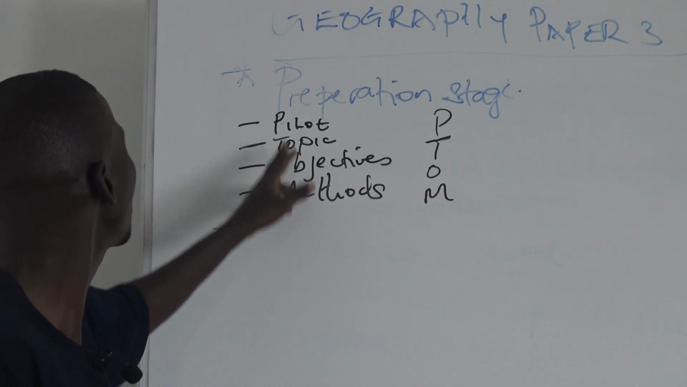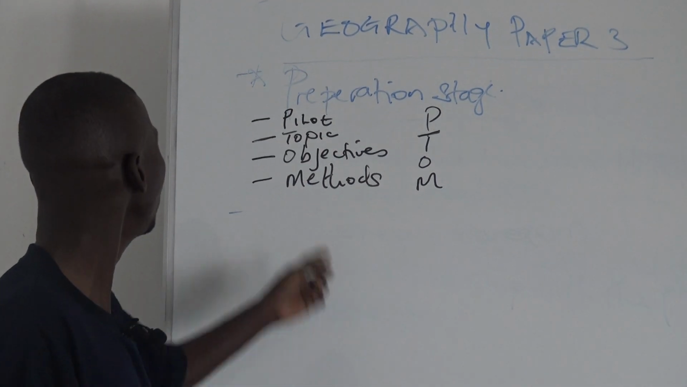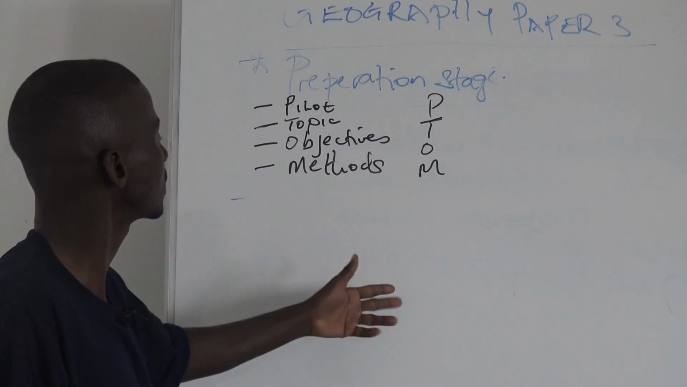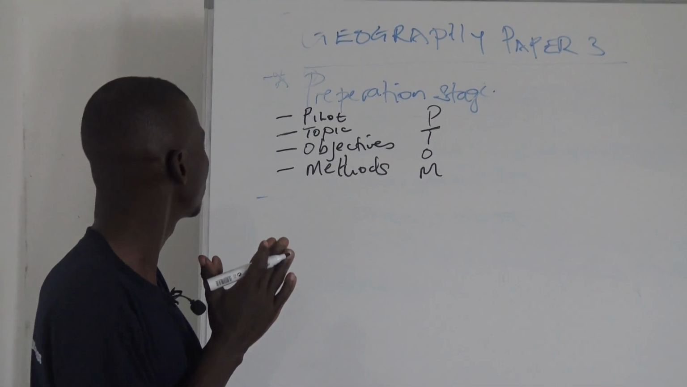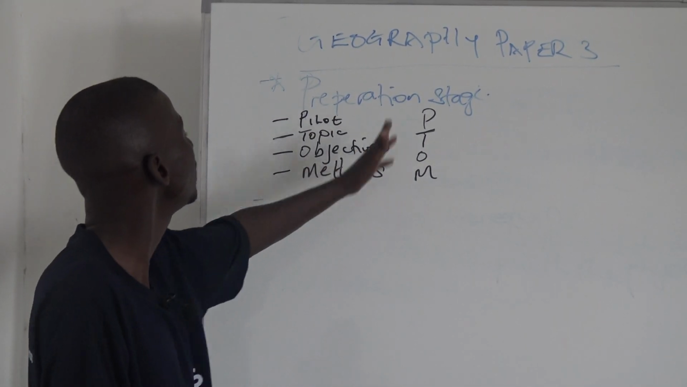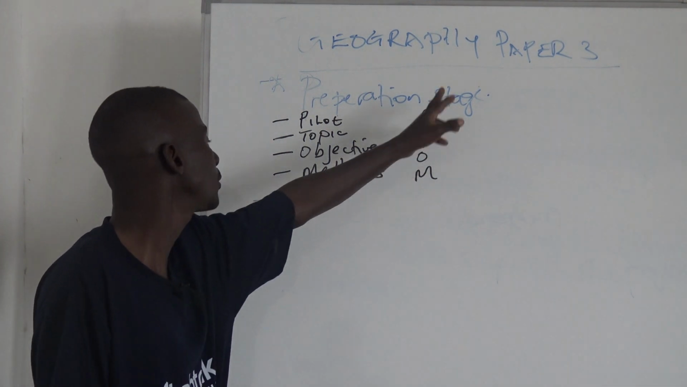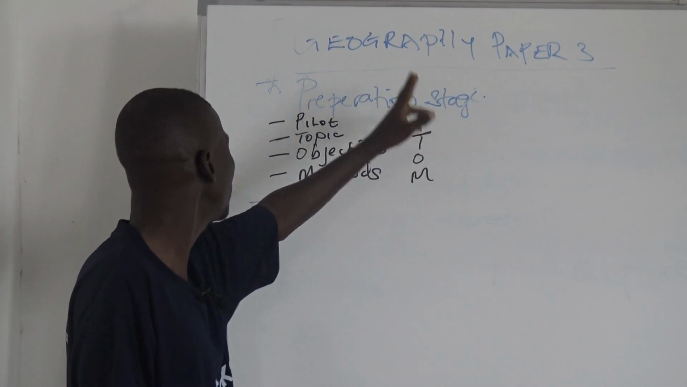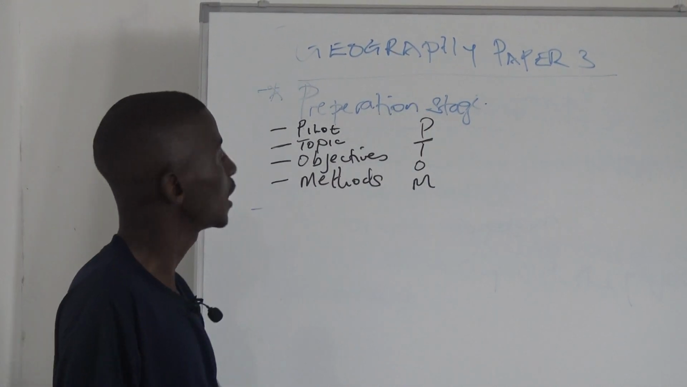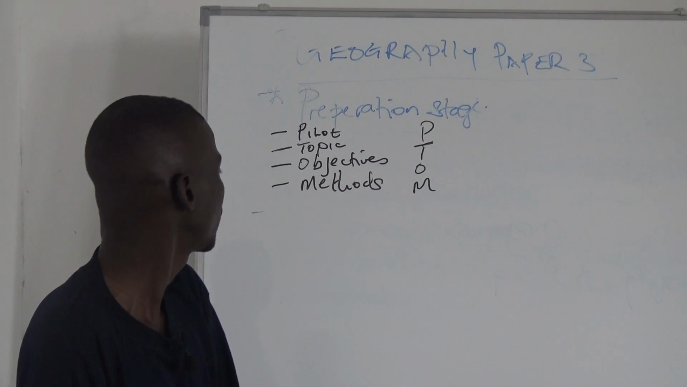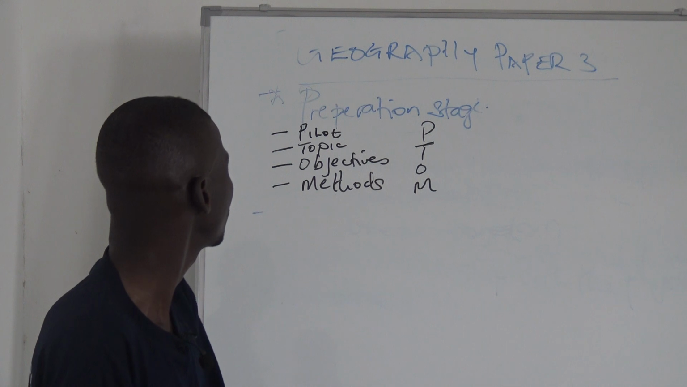The methods cannot come before the pilot. Neither can objectives come before topics. So we have to recognize them and write them in their correct order. That is the pilot stage, the topic, the objectives, and methods of data collection.